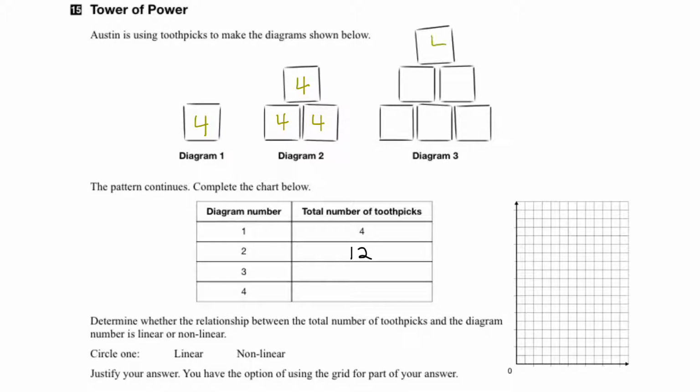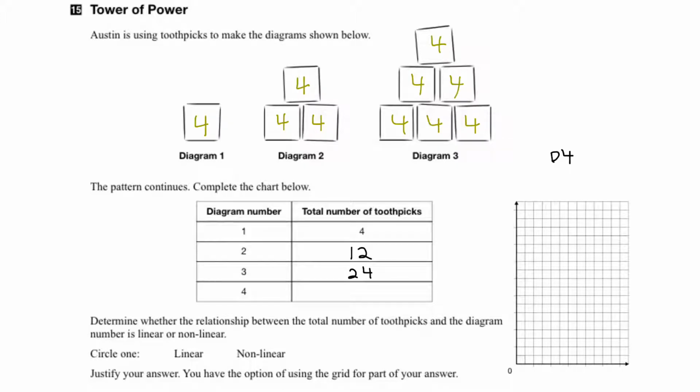And the pattern keeps going, so for each of these boxes we're using 4 toothpicks. So for diagram number 3 we're going to be using 4, 8, 12, 16, 20, 24 toothpicks. And we can put that number here. So now we have to figure out what diagram number 4 would look like.